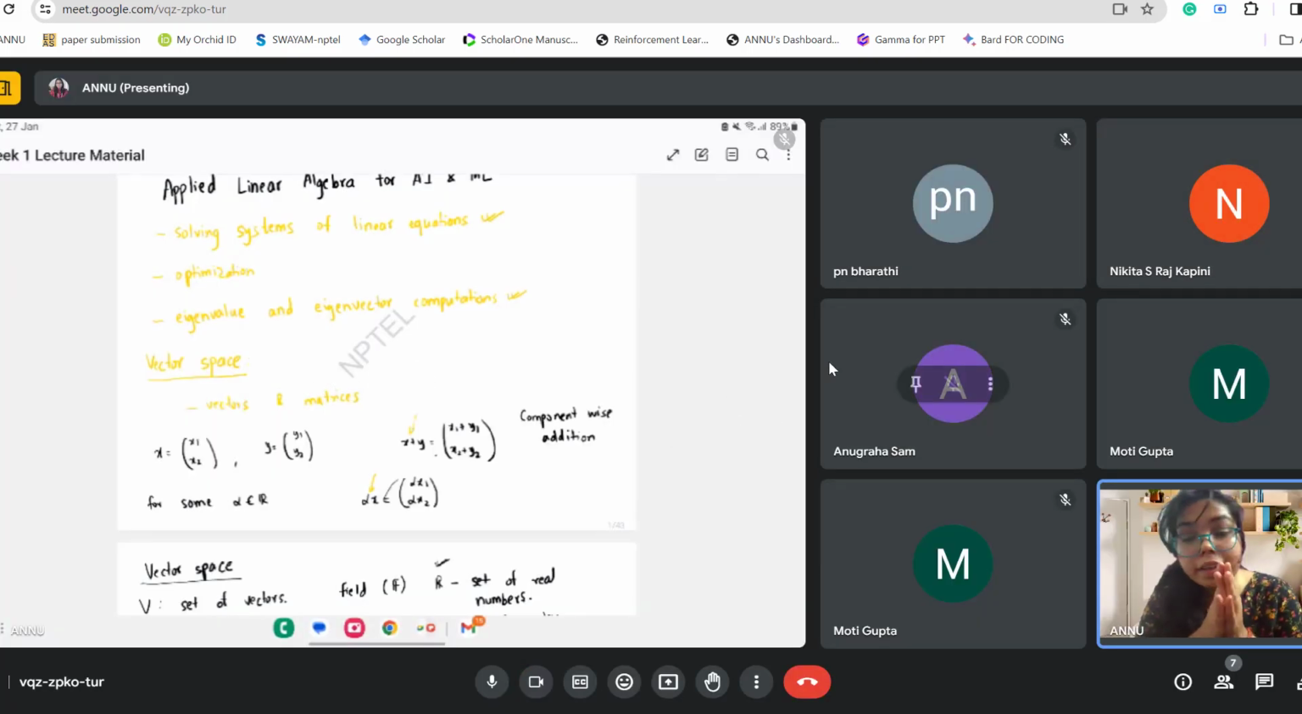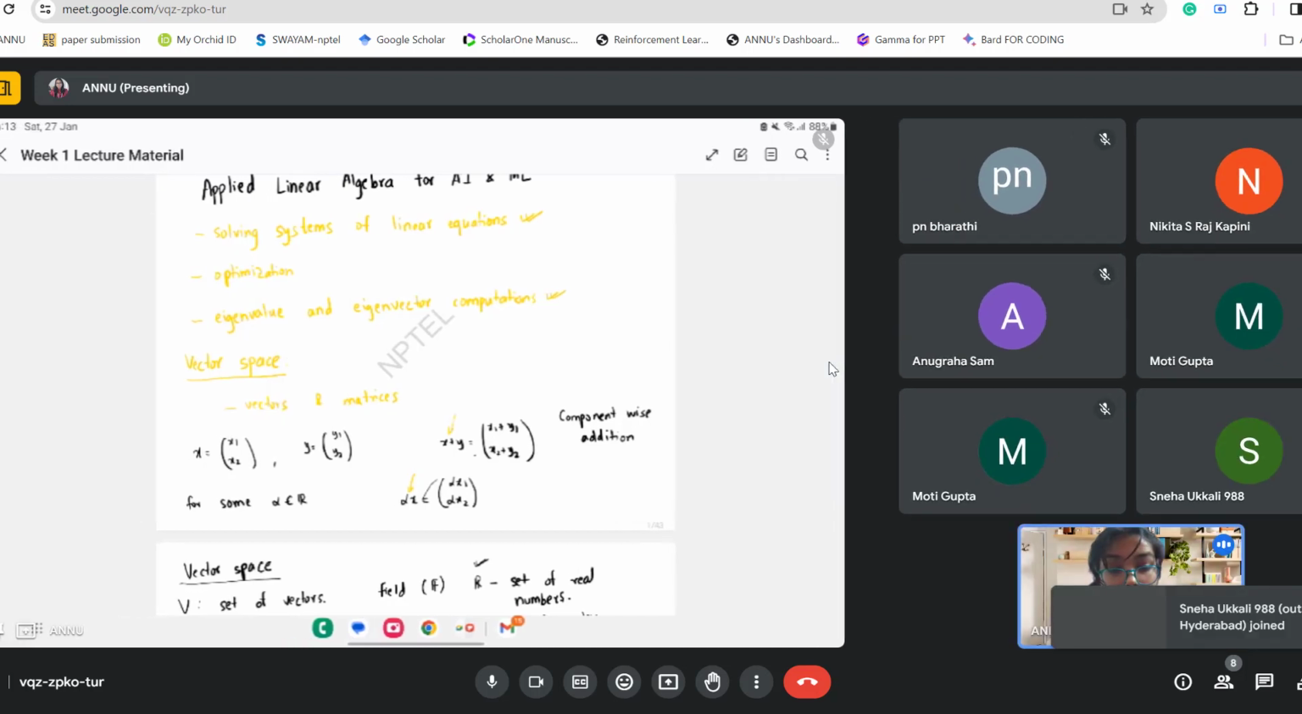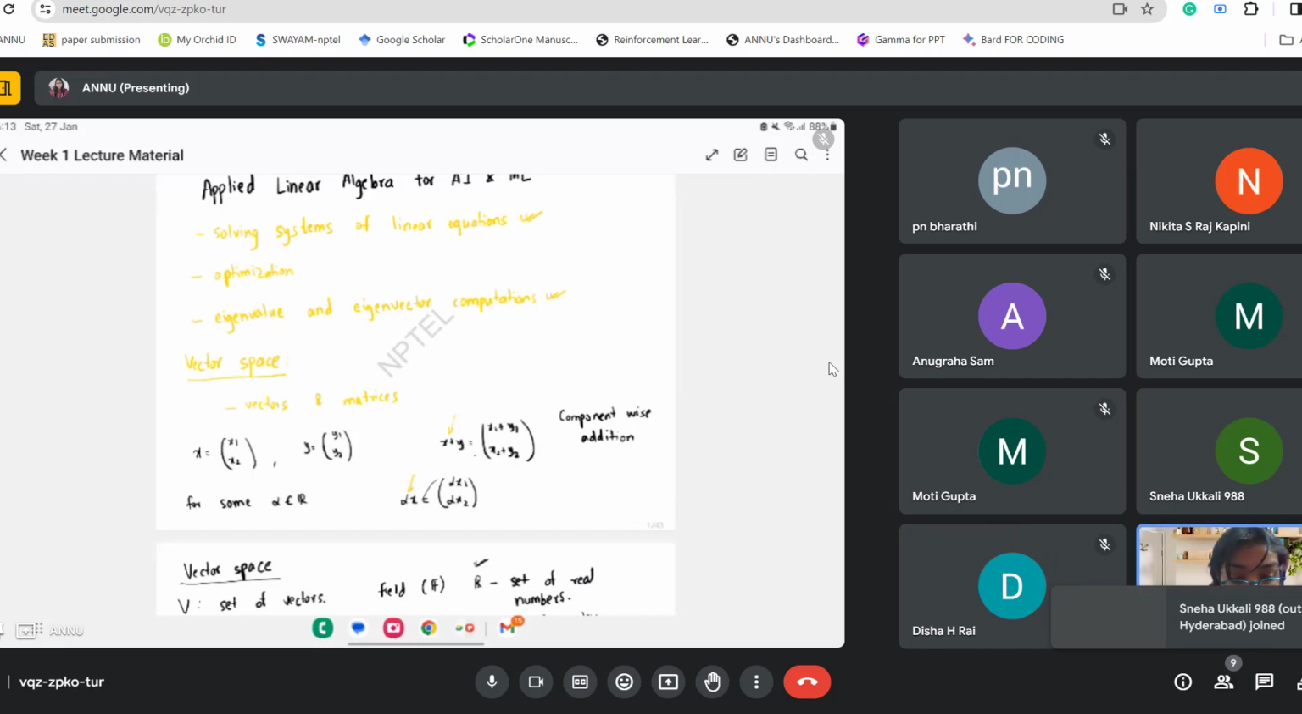Okay, so in the first week, applied linear algebra for AIML. What is the motive of this course? Why do you want to learn this particular course? I just want some brief introductions, because I want a very interactive session so that we will not have any issue. Nikita, can you please start, from which background are you?